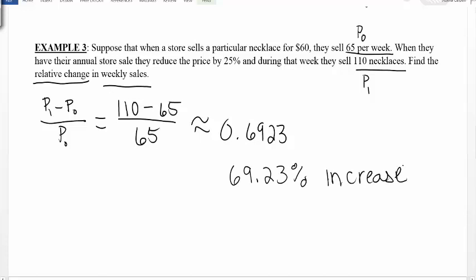So I know this is an increase because it was a positive number. The 110 minus 65 gave me a positive outcome. Therefore, I'm using the word increase. So the number of necklaces that I sell increased by 69% approximately. That's pretty good. This problem also hints at something else that's pretty important.